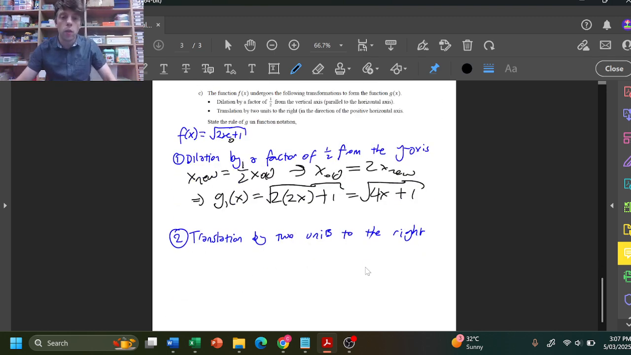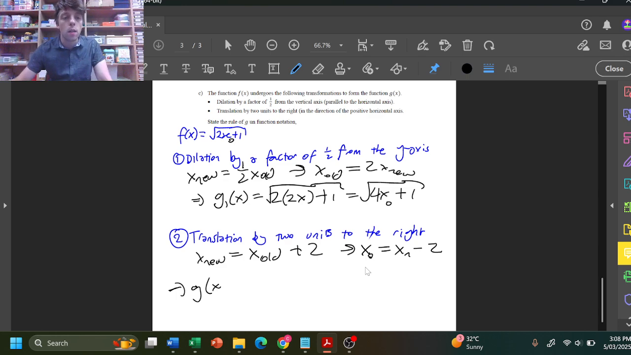Now, what happens next? We're translating 2 units to the right. So that means that the new x value is going to be equal to the old x value, we're moving to the right, that's the positive x direction, so it's going to be plus 2. And we want to rearrange this in terms of the old x coordinate. So the old x coordinate is equal to the new x coordinate minus 2. What we have here is an equation for the old x coordinate. And we're going to create the final function, g of x. That's going to be equal to that function there, but we are going to replace the x value with x minus 2, plus 1. All right, so now we've got this function here.